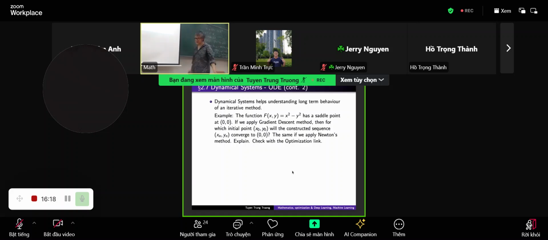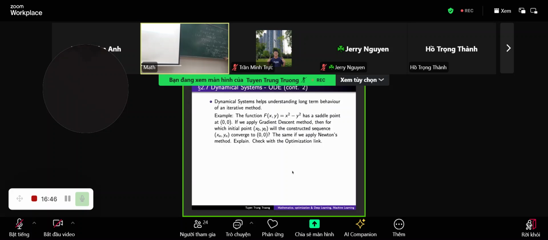And remember that alpha is positive, so 1 plus 2 alpha is bigger than 0. Then you can ask, when does this sequence starting from x0, y0 converge to 0, 0, which is the second point? That happens, maybe not if and only if, but it happens only if y0 is 0.